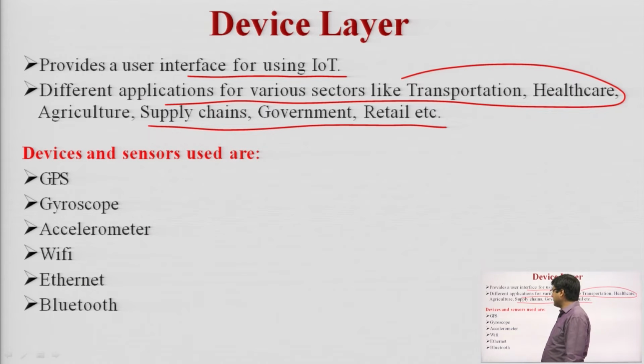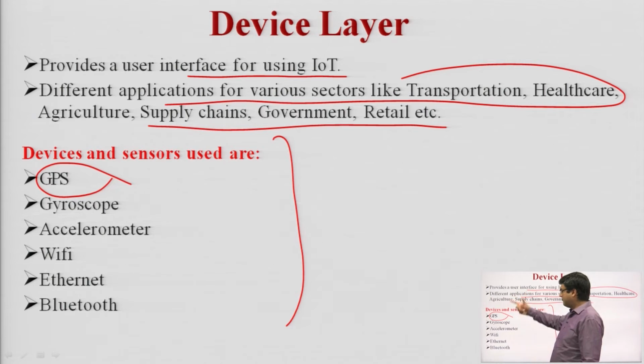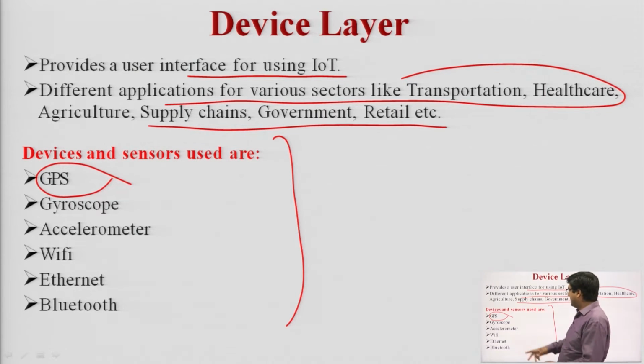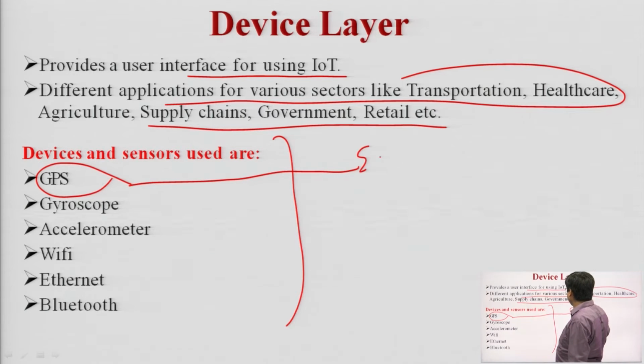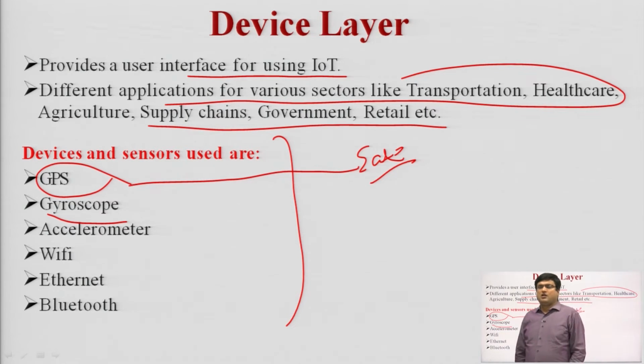The devices and sensors we can use in our IoT system include GPS, the global positioning system. Through GPS, we can track devices and calculate the distance between two places. GPS is enabled through the satellite. We are connecting our devices to the satellite via GPS. Then there is the gyroscope, which is used in our mobile phones. Our mobile phone can respond according to our hand motion through the gyroscope sensors.